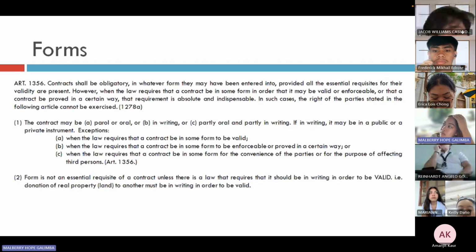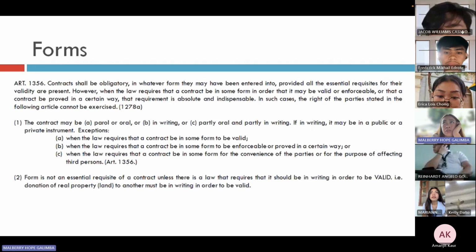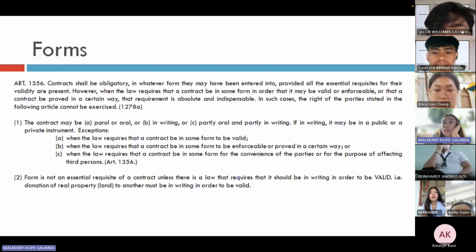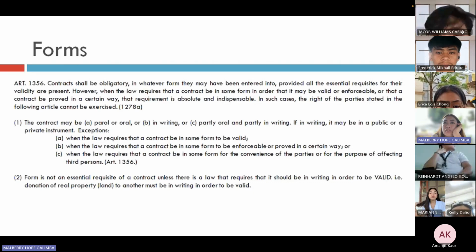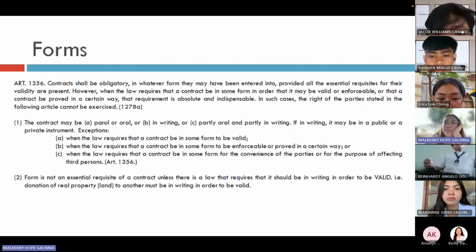The third instance here states that when the law requires that a contract be in some form for the convenience of the parties or for the purpose of affecting third persons. So I want you to go over De Leon's examples in these enumerated instances. Now, another rule under form is that form is not an essential requisite of a contract unless there is a law that requires that it should be in writing in order to be valid, such as donation of real property, land to another, must be in writing in order to be valid.